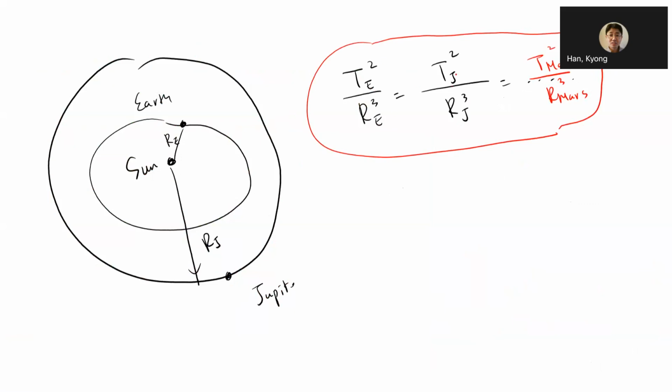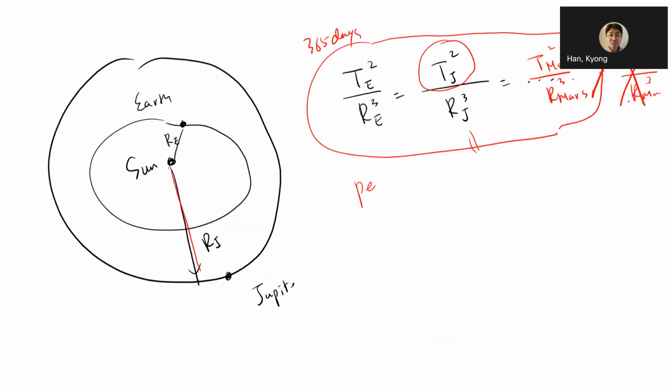This involves the radius and also the period. Period means how long it takes to make one turn. For the Earth, this will be 365 days, and the other planets are different. Maybe the Moon is not a planet. Why? Because the Moon cannot satisfy this formula. T Moon squared divided by R Moon cubed is not the same. Yeah, the Moon is not a planet.